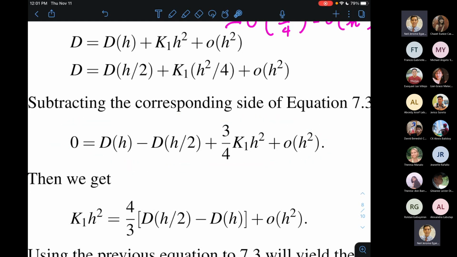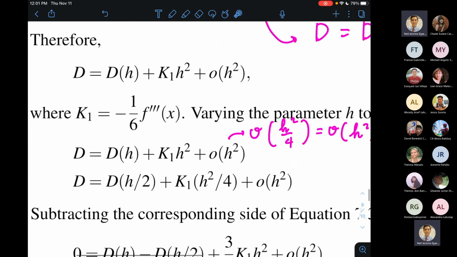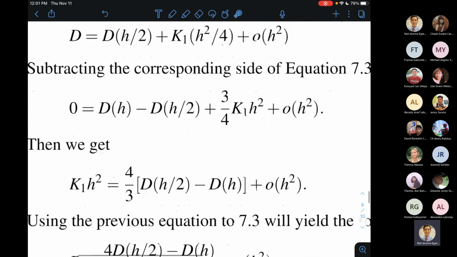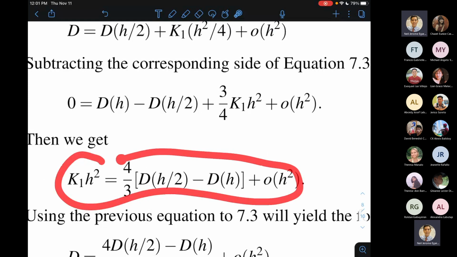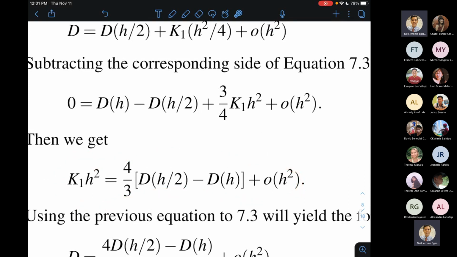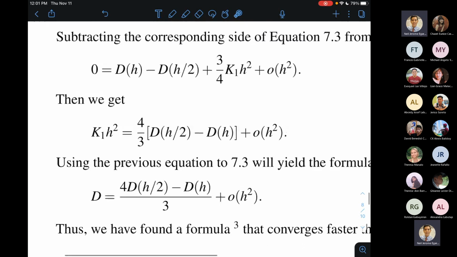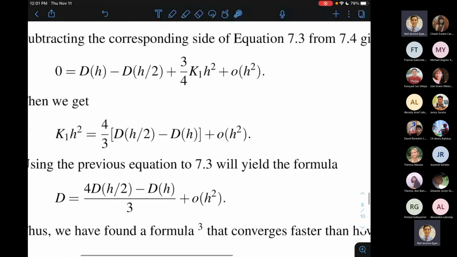And then I will isolate K1 to one side. Kasi remember, si K1 yung wala tayong access kasi siya yung -1/6 f triple prime of x. So I want to get an expression for K1. Kaya in-isolate ko yung term na may K1 dito sa kaliwa. Okay? So yan yung mangyayari. And then remember what is our approximation formula?